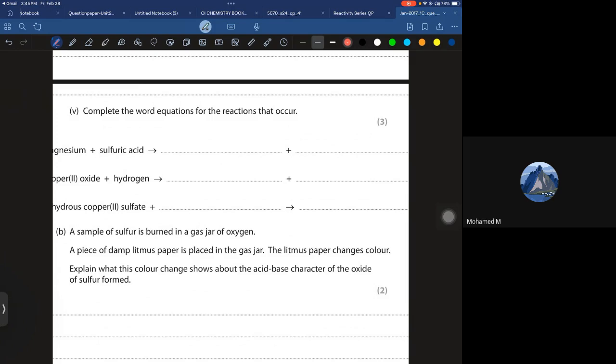When you add water to anhydrous copper sulfate, it becomes hydrated copper sulfate. Remember, I'm repeating: when you add water to anhydrous copper sulfate, it becomes hydrated copper sulfate. Hydrated means this copper sulfate is now surrounded by water molecules. Okay, yes.